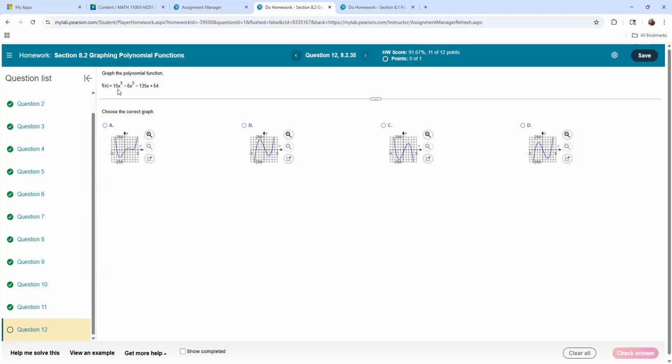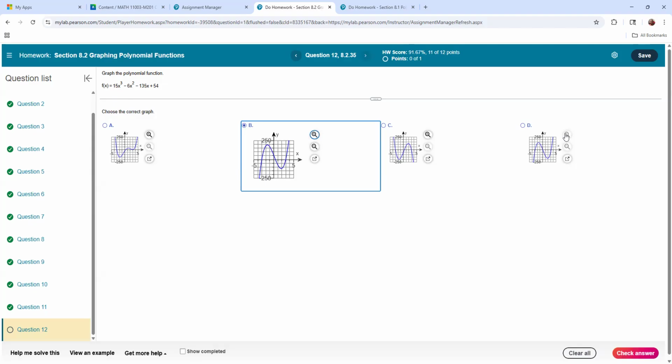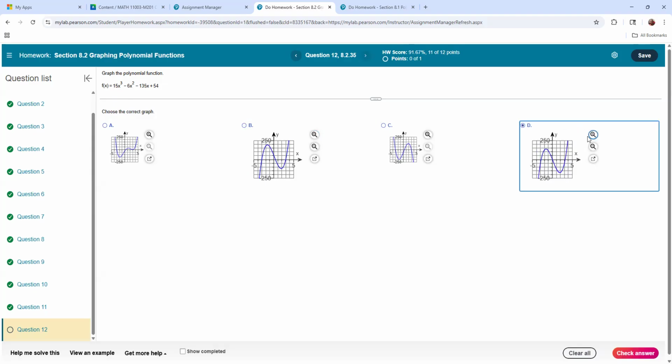Alrighty, y'all, 15x to the third minus 6x squared minus 135x plus 54. Well, that's an odd degree, and it's a positive 15. So, y'all, it's going to go uphill left to right. Question is, is it going to be B or is it going to be D?